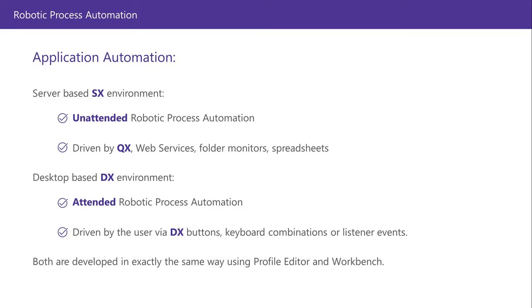The process that you've seen in this demonstration uses SX to perform an unattended automation. But we do also have a desktop version of the product called DX, which can perform attended RPA processes. DX is installed onto each user's desktop and drives the automation process locally on the machine in front of the user. DX automations are developed in the same way by using the Profile Editor and Workbench. Both tools are universally applicable, supporting environments such as Java, .NET, HTML, WPF and so on. There has been nothing that our clients have asked us to integrate with that hasn't been possible to do, and we always welcome the challenge.